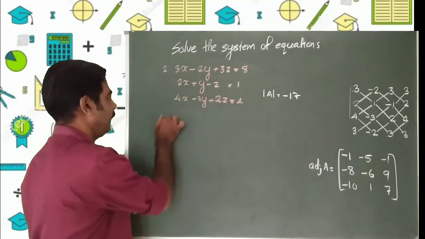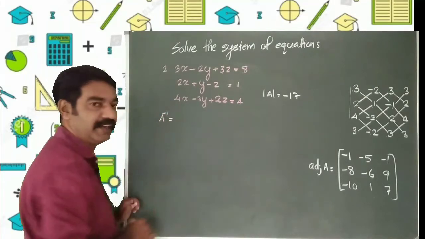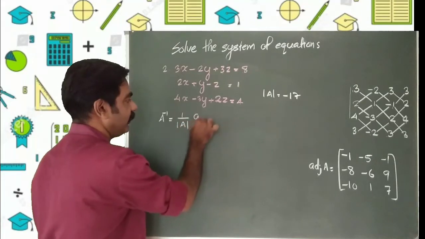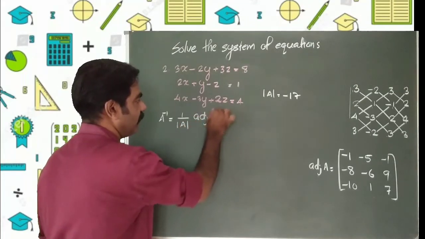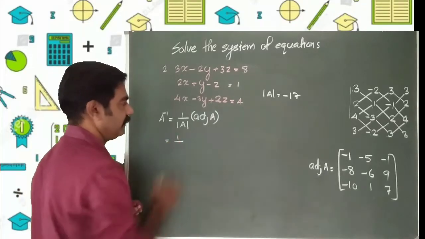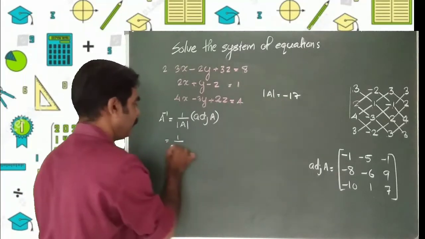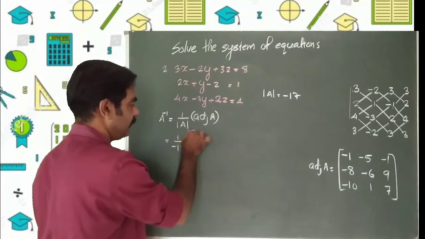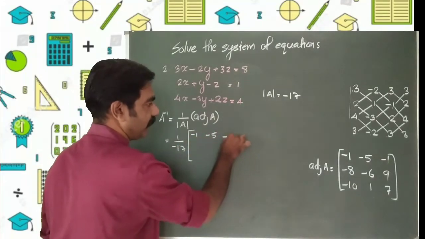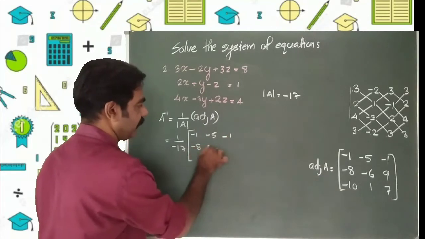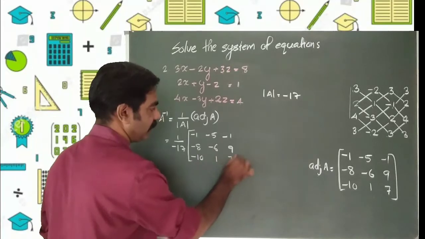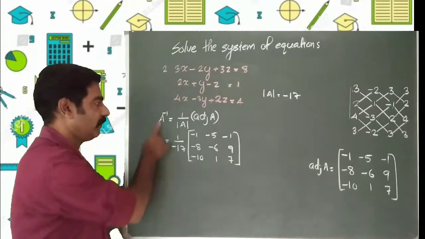Now we have to find A inverse. What is the formula for A inverse? A inverse is equal to 1 by determinant of A into the adjoint. That's equal to 1 by, but the determinant is minus 17, into the adjoint. The adjoint is equal to minus 1, minus 5, minus 1, minus 8, minus 6, 9, minus 10, 1 and 7. So we got A inverse.